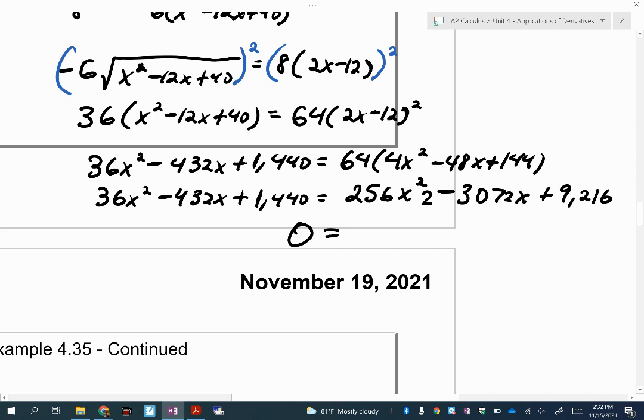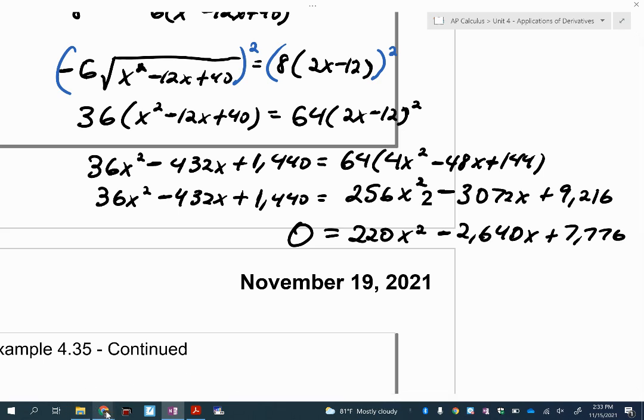All right, so I'm going to move this 36x squared over, get 256 minus 36, which is 220x squared. Then I have adding 432x, so 3072 minus 432 is going to give me negative 2,640x, and then 9,216 minus 1440 is 7,776. So I'm not even going to try to factor this. I'm just going to type it into Desmos so it can show me what the x value is for these, and I can write down what my critical values are from this.